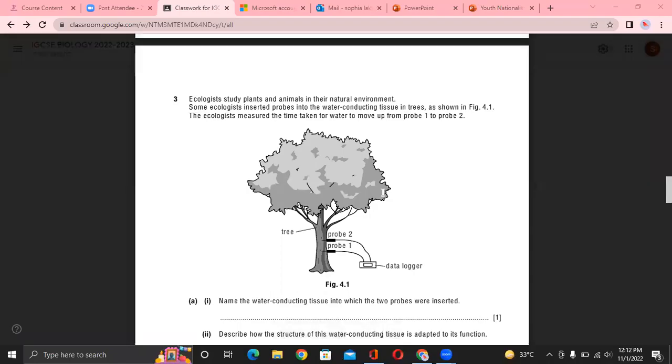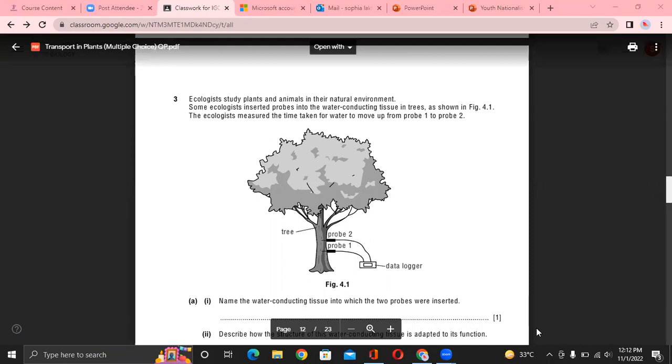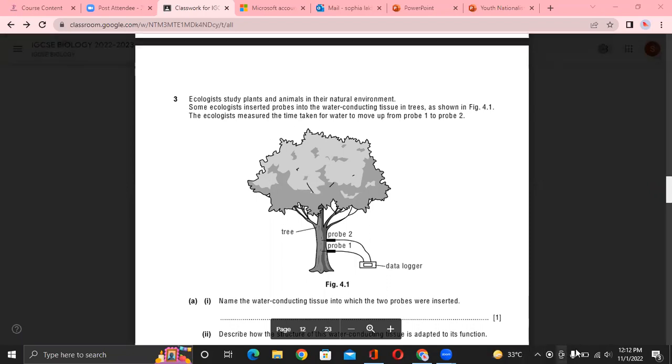I'm going to start with the name of the water conducting tissue into which two probes are inserted. Hamza, can you hear me now? Yes. All right. The answer for 3A, part one is: this tissue is known as xylem tissue. The second part is to describe how the structure of this water conducting tissue is adapted to its function.